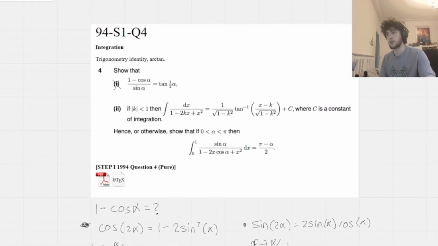So, very interesting question. A few intricacies in there could bog you down if you think about them for too long, such as the mod of k being less than 1. It's kind of like, why is that there? And also this range 0 less than alpha less than pi. But if you disregard those things and just do the maths, it ends up being okay anyway. They're not intricacies that really bog the question down too much. You could do the question without them.